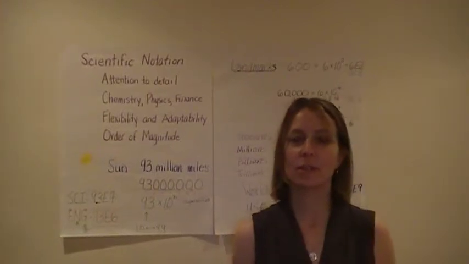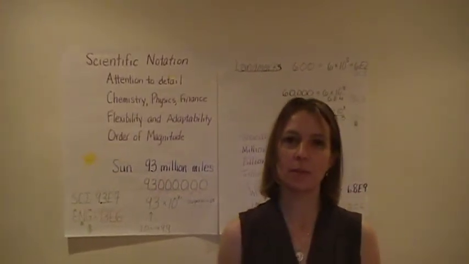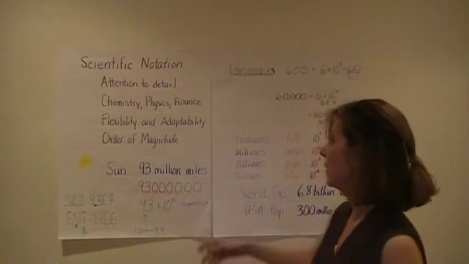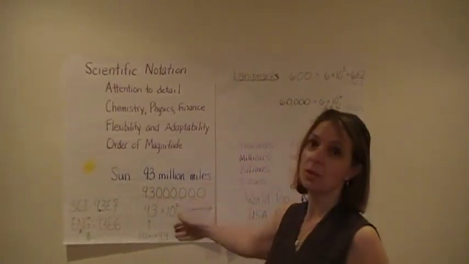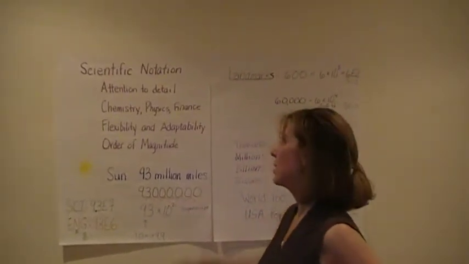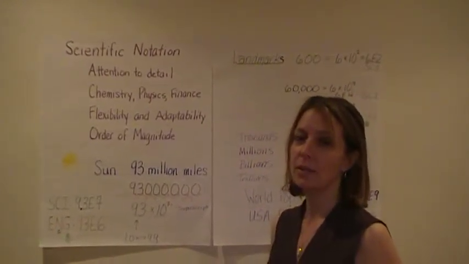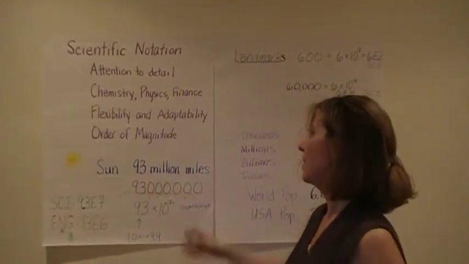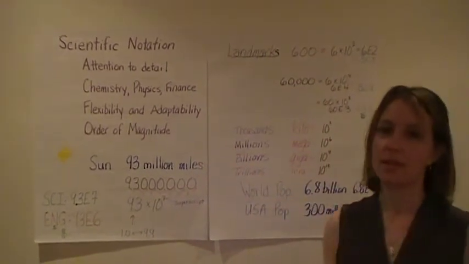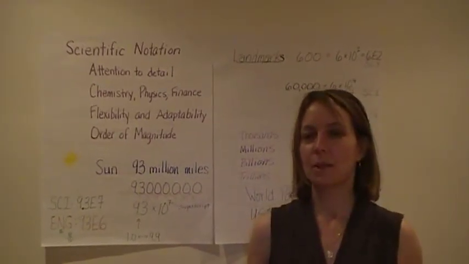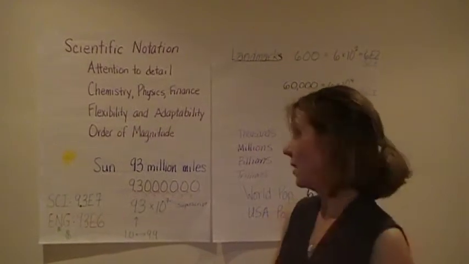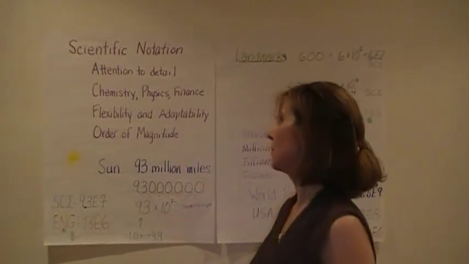Scientific notation is usually seen by students for the first time in middle school. I'm going to talk about scientific notation and also engineering notation. Scientific notation requires a lot of attention to detail. It's used in chemistry and physics and also in finance. And it really requires a lot of flexibility and adaptability. It lets you easily compare numbers to each other, especially looking at order of magnitude.